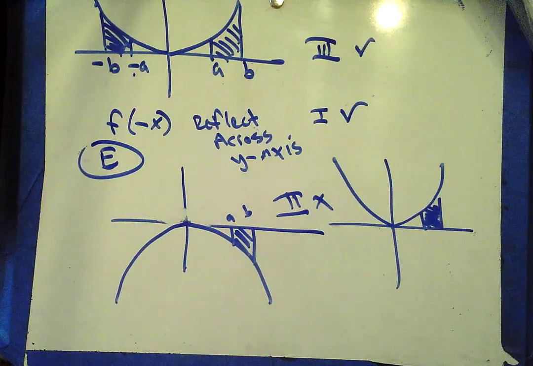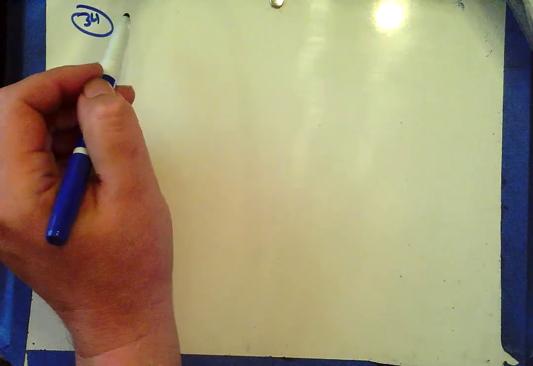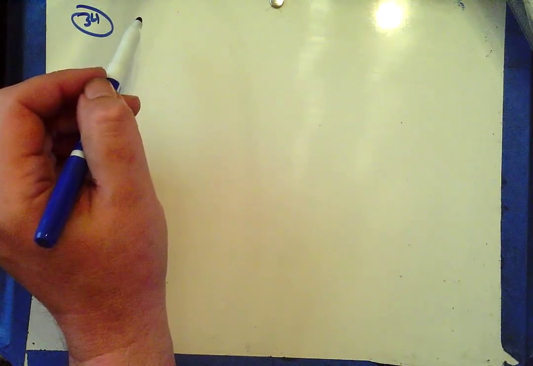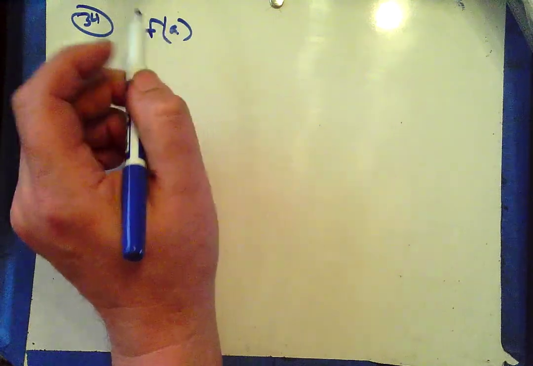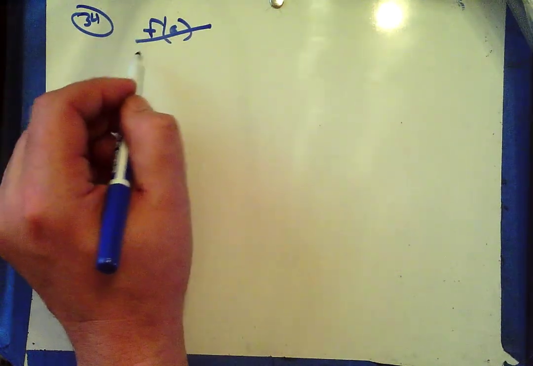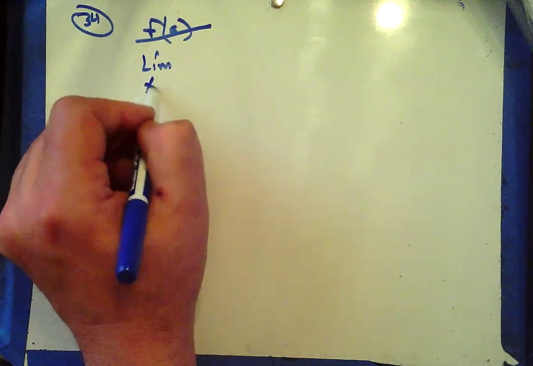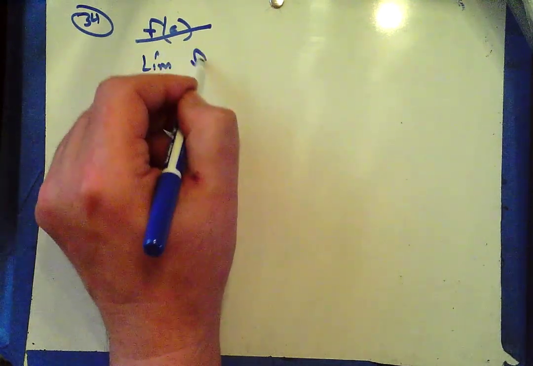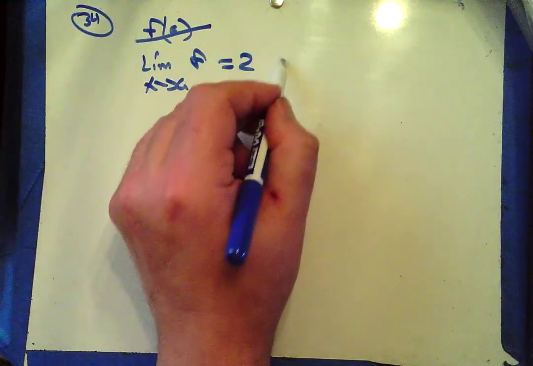E for number 33. Okay, 34. 34 says we've got this wacky function f shown above. Which of the statements is true? F of a exists. No. F of a is a big old hole. B, the limit as x approaches a of f equals 2. That's true.